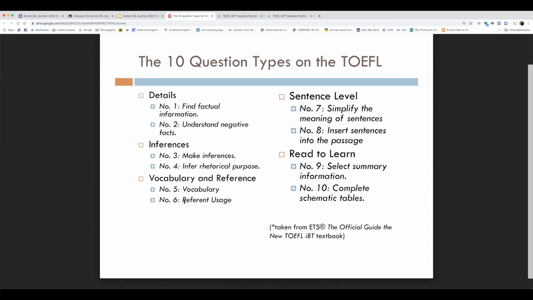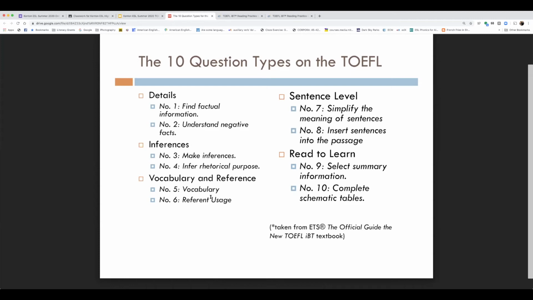Numbers 5 and 6 here, these types of questions are called vocabulary and referent usage. Vocabulary, of course, is exactly what it means. They're going to highlight a word in the text, and you have to figure out what it means. Of course, the best possible way to answer that question is if you know what the word means. But sometimes you have to guess, and that can be a challenge. Number 6, the referent usage. Referent is referring to pronouns like he, she, it, sometimes words like that or other. When they highlight those words in a text, you have to know, well, what are they talking about?